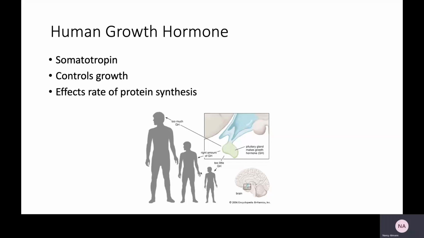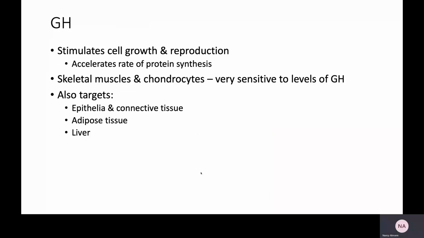Growth hormone, it does exactly what it says it's going to do. It's also known as somatotropin. It controls growth when you talk about the skeletal system, and it's going to do that because it's going to affect the rate of protein synthesis. So it's going to stimulate cell growth and reproduction. It's going to accelerate that rate of protein synthesis. It is going to target muscle cells and chondrocytes, as well as epithelium, connective tissue, including adipose tissue, and our friend the liver.